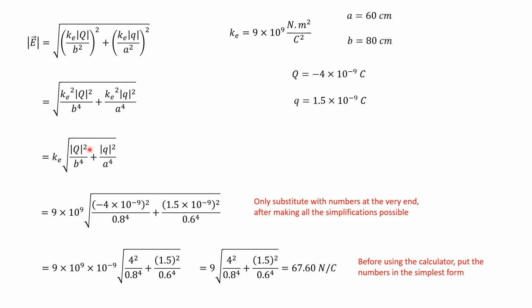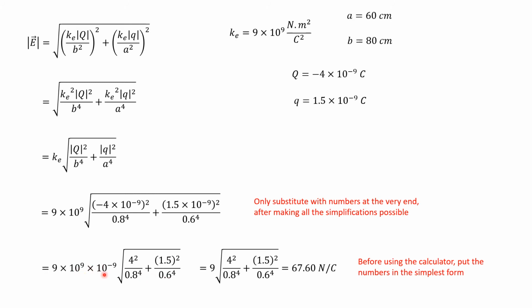And then even at this step, you're going to substitute numbers, right? But you're not going to use the calculator straight away. So here at this step, you substitute the values of Q, big Q and small q, and A and B, that's fine. But still at this step, don't use the calculator. Why? Because you can first do the square. You can take the 10 to the power minus 9 outside of the square root. And then there's the 4 squared, the 0.8 to the power 4, the 1.5 squared, the 0.6 to the power 4.